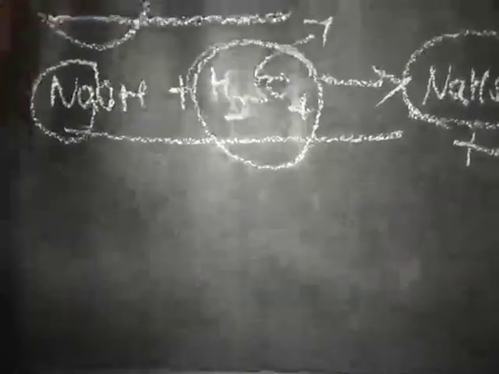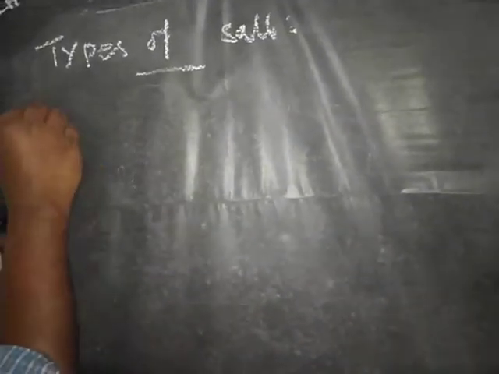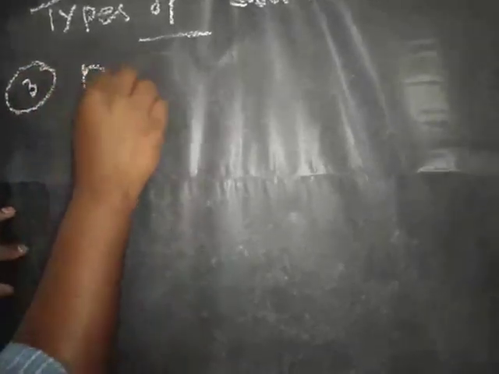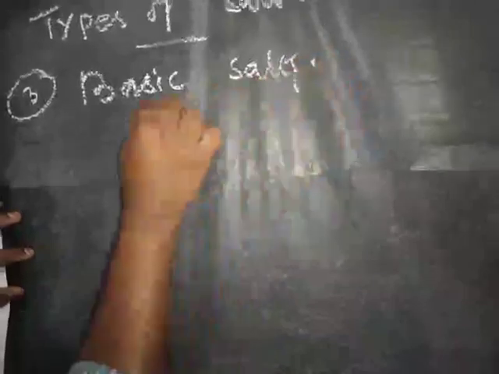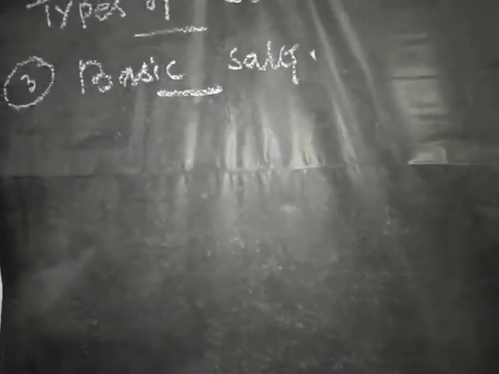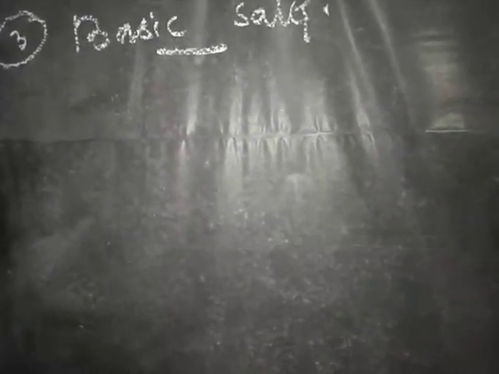Next one, basic salt. First one, normal salt or neutral salt. Second one, acid salt. Third one, basic salt. So what is meant by basic salt? Basic salts are formed by the partial replacement of hydroxide ion of a diacidic or triacidic base by an acid radical.